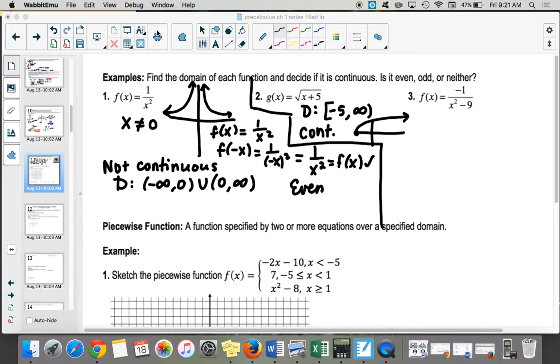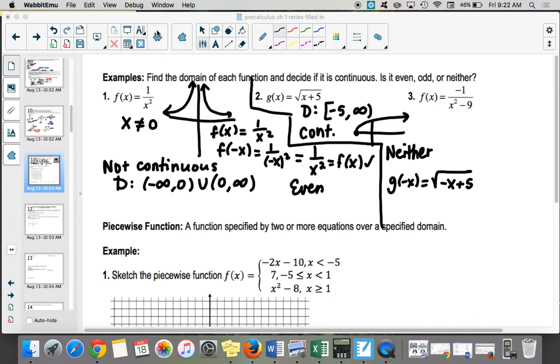Okay, so all right, is it even, odd, or neither? So is it symmetric across the y-axis? Can I fold it over and get the same thing? No. Can I rotate it and get the same thing? No. So is it either of those? No. So this is a neither. If I was trying to prove that and write it out with math, I would do g of negative x, and I'd get negative x plus 5. That's not the same as g of x or negative g of x.